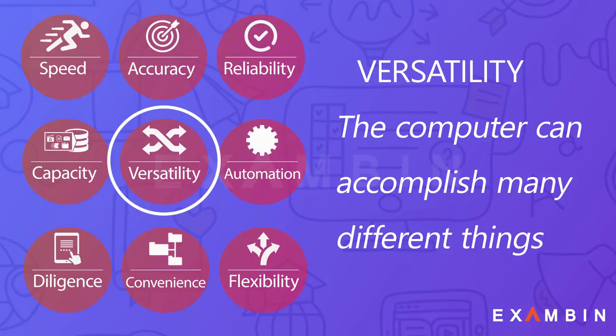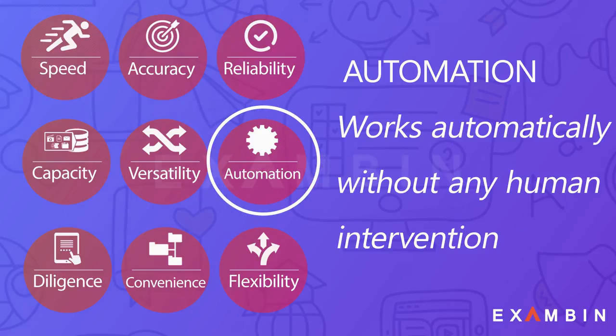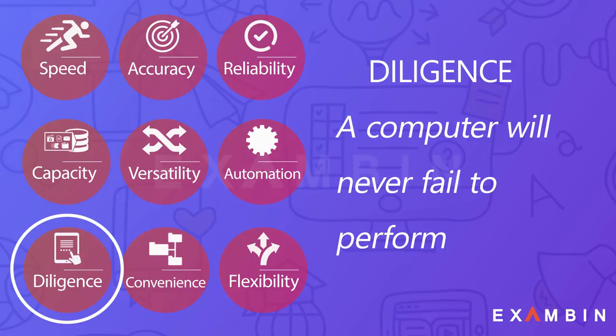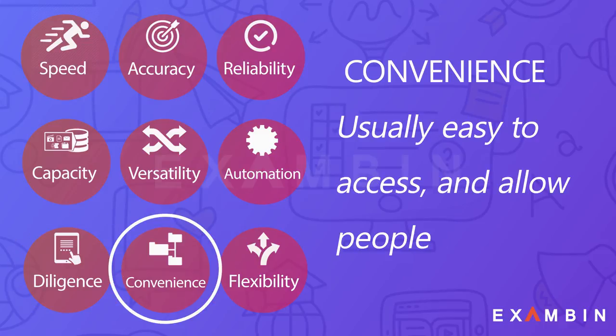It can accept information through various input-output devices, perform arithmetic and logic operations, generate a variety of outputs and forms, etc. Number 6. Automation. Once the instructions are fed into the computer, it works automatically without any human intervention. Number 7. Diligence. A computer will never fail to perform its task due to distraction or laziness. That is due diligence.